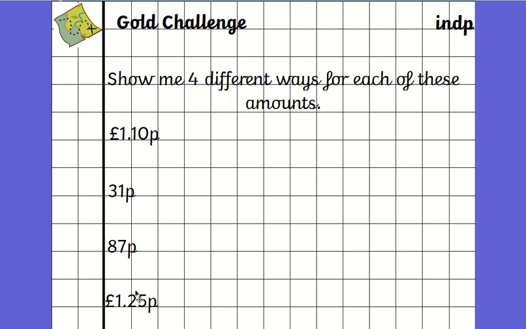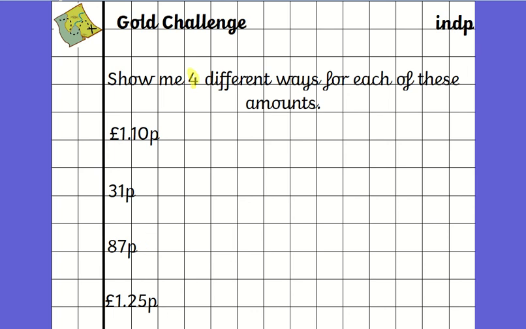Gold goes over £1, okay? And I want 4 different ways on this one, okay? So that's important. I want 4 different ways to make £1 and 10p, 31p, 87p and £1 and 25p.